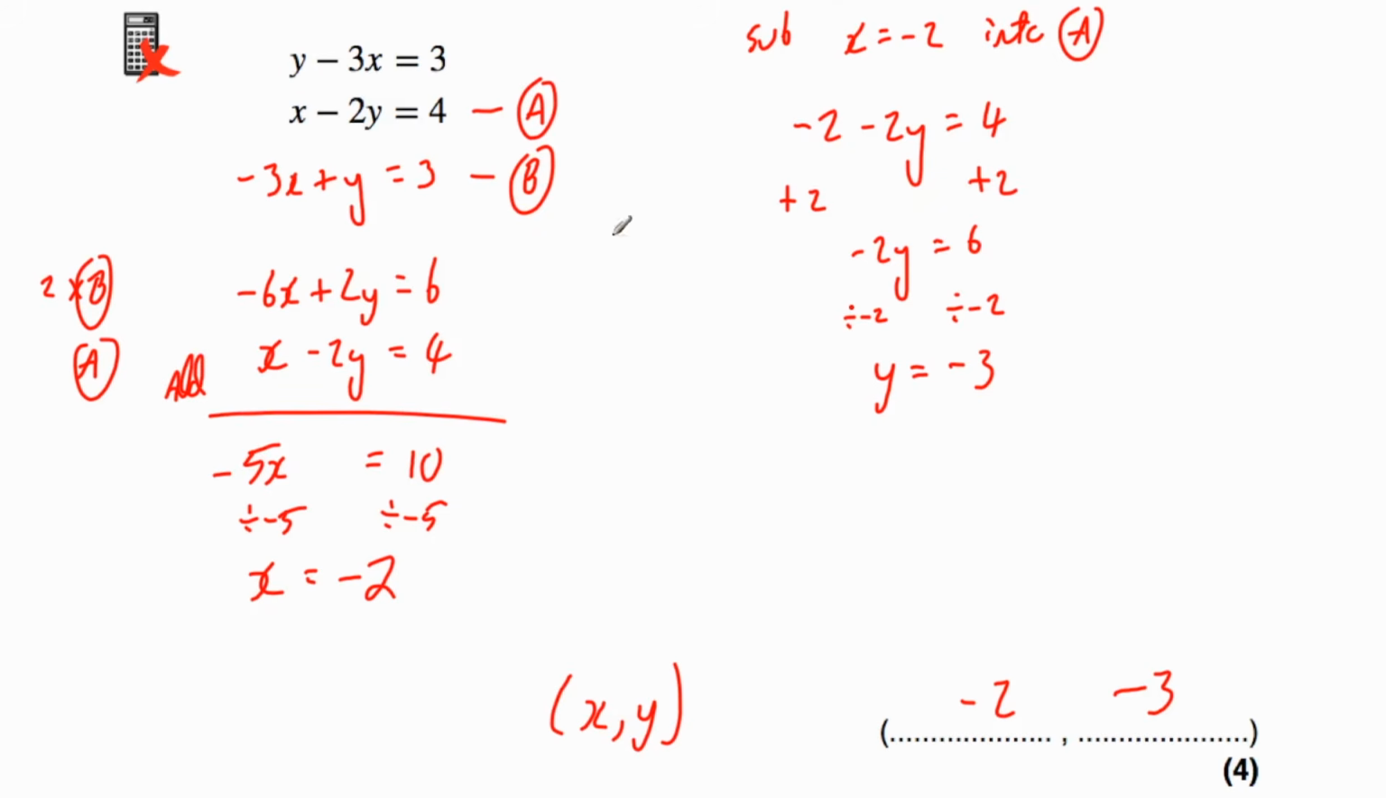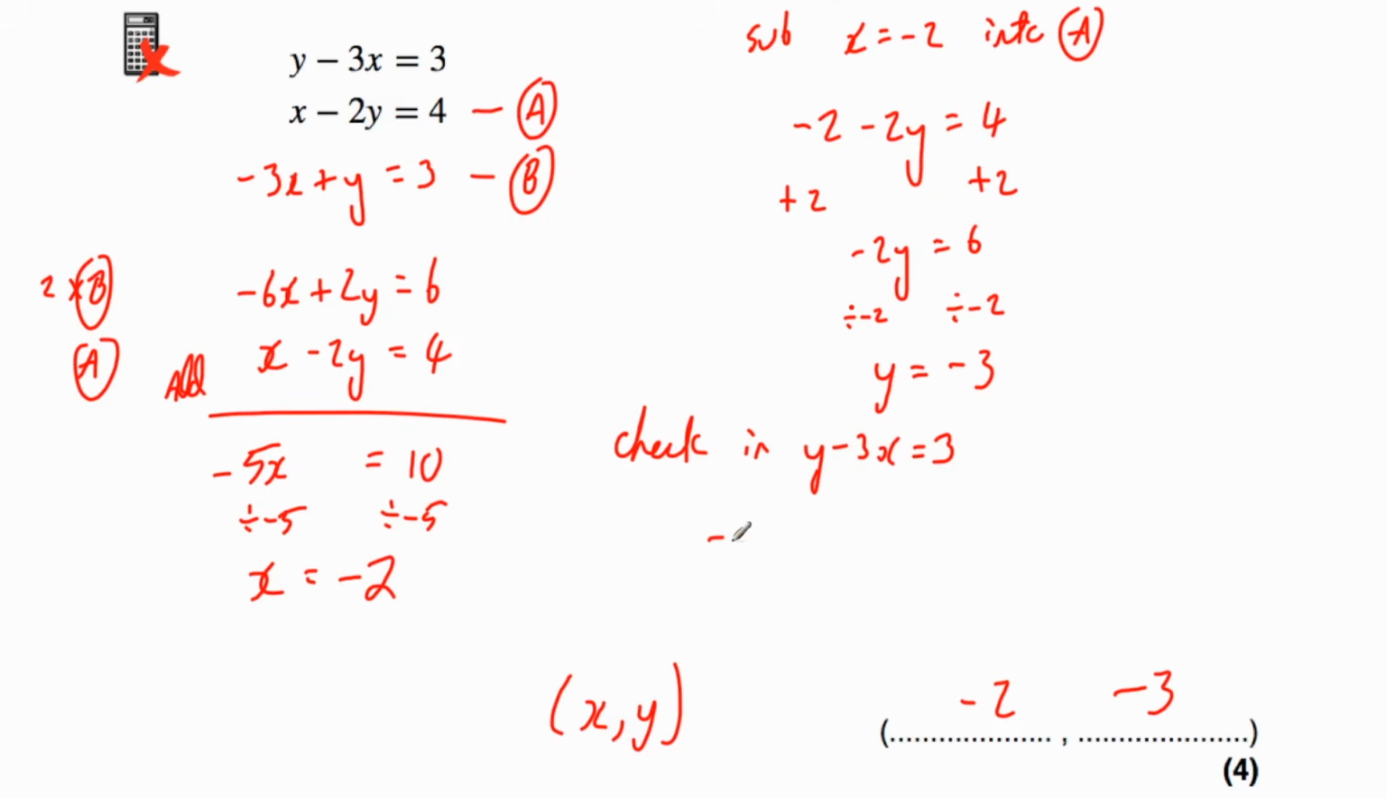So the coordinates of the point where these two straight lines meet each other, this y minus 3x equals 3 and x minus 2y equals 4, would be the point minus 2, minus 3. And we can check our answer by substituting those back into the top one, and let's just see what we get. In y minus 3x equals 3, let's see what we get.